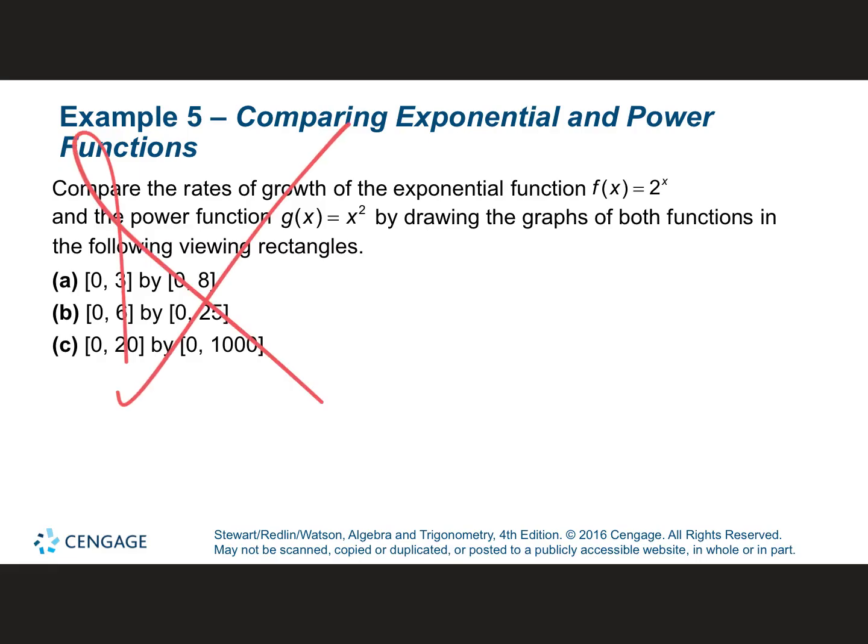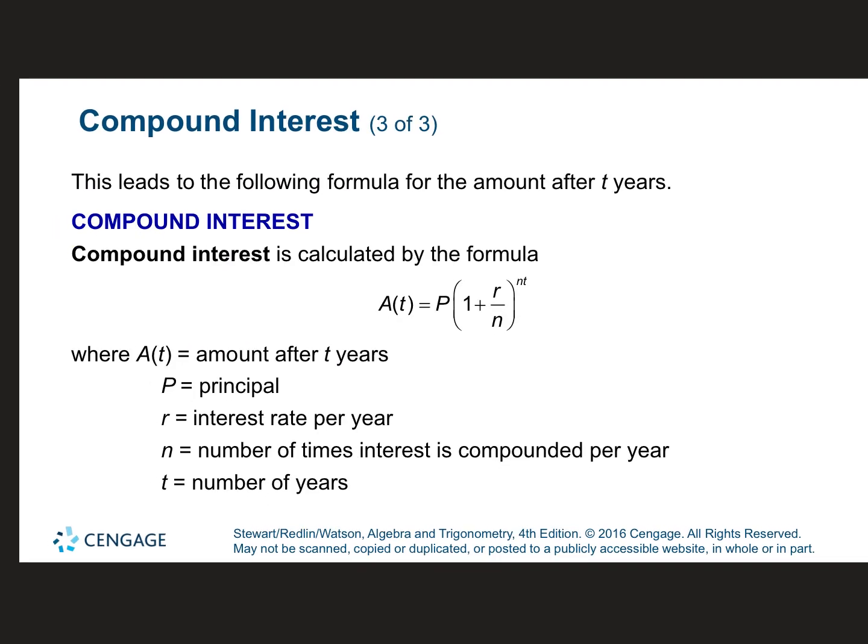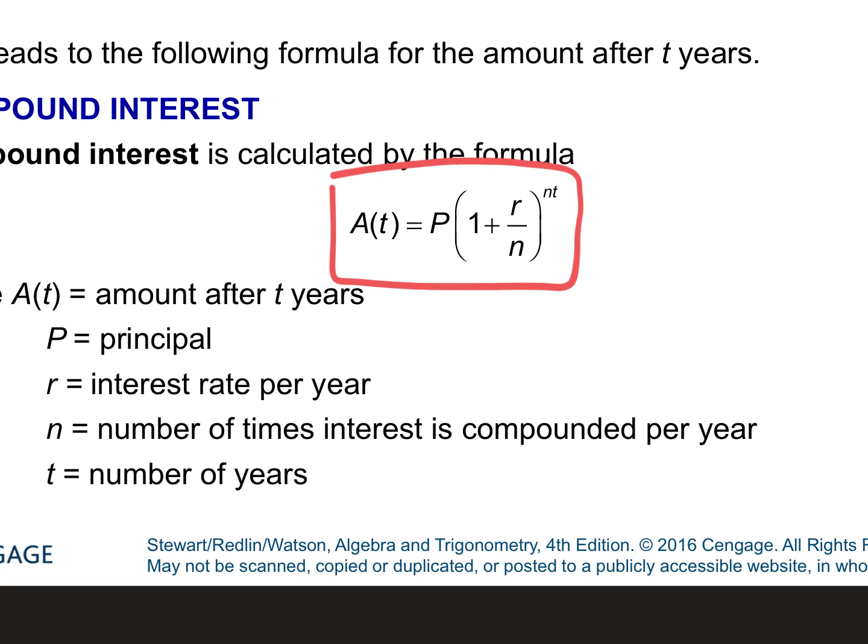We're going to skip example 5. Don't worry about it. So 4.1 part 2. We're going to talk about compound interest. So compound interest is this formula here, where P is the principal, so that's the starting amount.